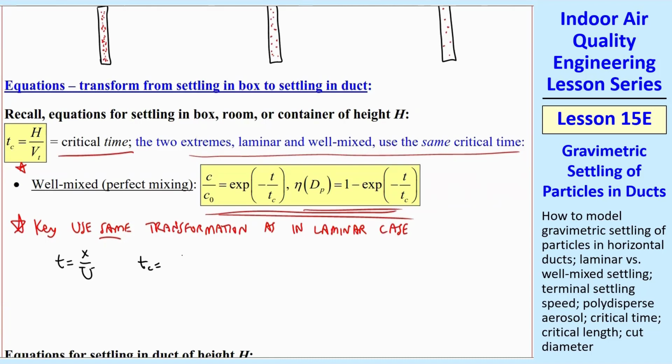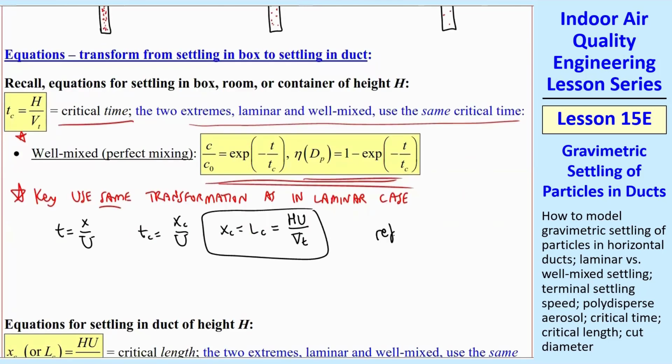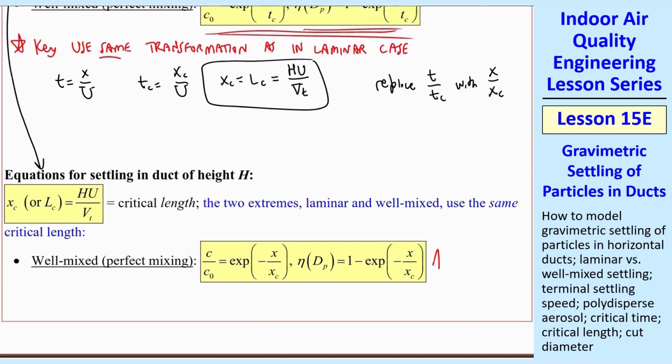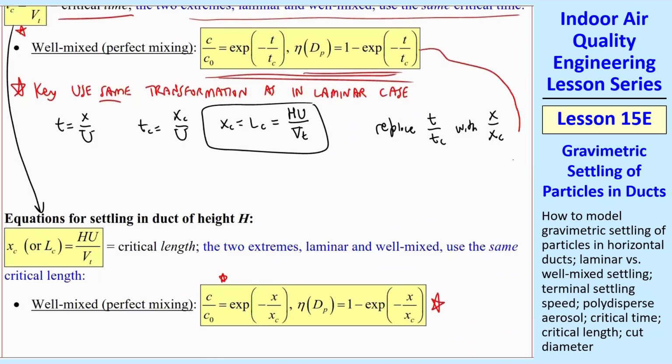The key is that we use the same transformation as we did in the laminar case, namely T equals X over U. TC is XC over U. And so XC, or LC, if you want to call it LC instead, is HU over VT. Same as before. In other words, we replace T over TC with X over XC everywhere. And so the critical time becomes a critical length. And for well-mixed settling in a duct, we have this equation for eta and for C. This equation transforms directly into that equation since T over TC is the same as X over XC. And as I like to say, that's all there is to it.